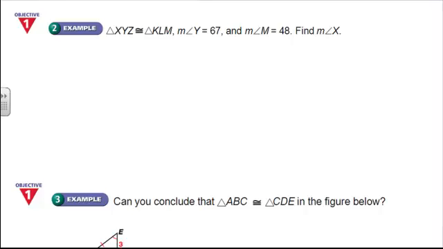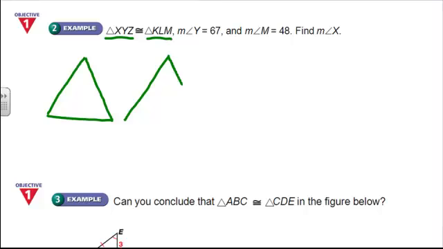I don't have a picture for this one. It tells me that triangle XYZ is congruent to triangle KLM. And that's all I know. So I'm going to draw 2 triangles that are rather generic but look alike. I'm going to label this one X, Y, Z. I'm going to label this one the same way. X has to match up with K, Y has to match up with L, and Z has to match up with M. Now here are my 2 triangles.